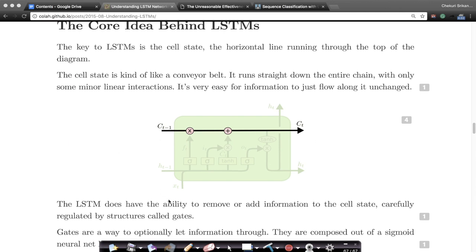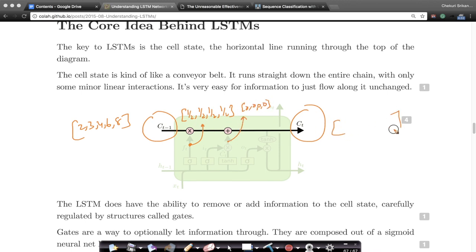So what is happening here? The state of my LSTM from one time step to the next can be carried as is if I want, without any changes. But if I want to change it, I can. Suppose I have a vector here: 2, 3, 4, 6, 8. Suppose the vector here was all halves, and the vector I have here is, let's say, all zeros. Then my C_t becomes half of this. So I get 1, 1.5, 2, 3, 4.